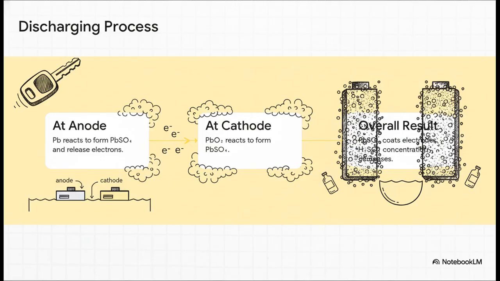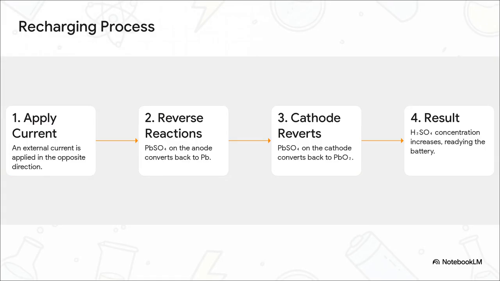Now, recharging is just running that whole process in reverse. Once your car is running, the alternator kicks in and applies an external current. This forces that lead sulfate coating on the anode to turn back into pure lead, and the coating on the cathode turns back into lead dioxide. And as this happens, sulfuric acid gets released back into the electrolyte, making it strong again and getting the battery ready for the next start.